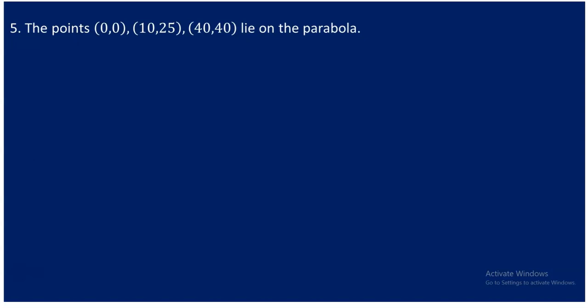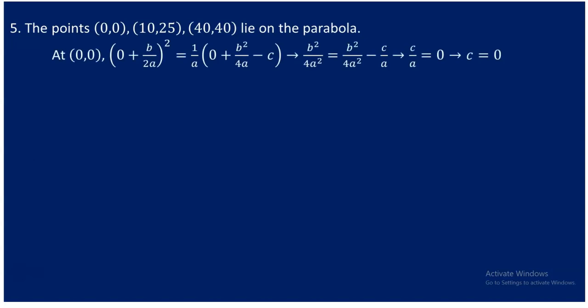A certain bridge is given. The bridge is designed in a parabola form. So the points (0, 0), (10, 25), (40, 40) are lying on the parabola. So having this into account, we are going to determine the equation of the parabola. The equation is already given to you.